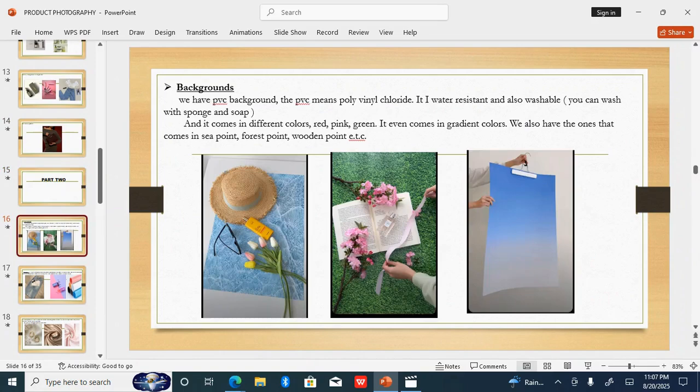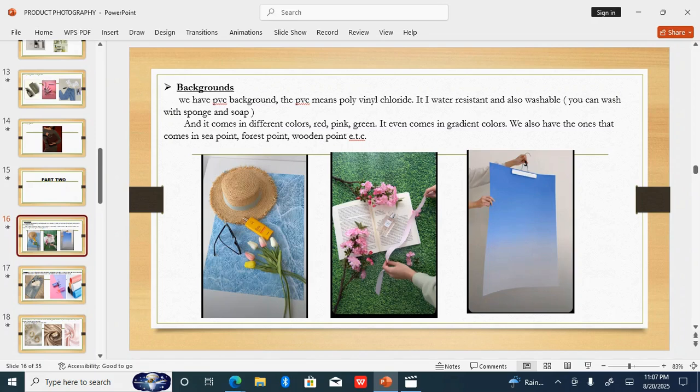So now we're talking about background. I think everybody should know what PVC background is. Although if you don't know, it is a water resistant background and it is washable, that is, you can wash it. I have the white one at home, and it also comes in different colors. It comes in red, it comes in pink, it comes in gradient color, and there are some that are 3D. The 3D ones are those that already have a design drawn on them.